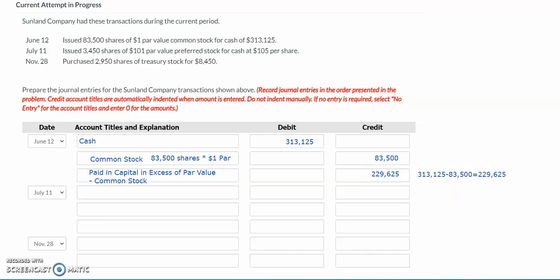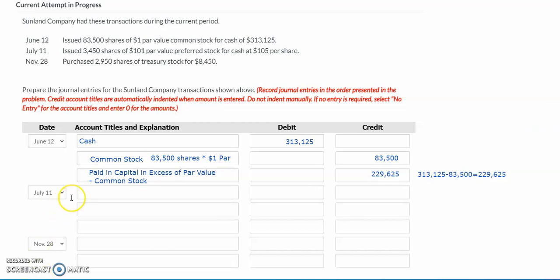In our next scenario, we have our preferred stock. So preferred stock is a separate class of stock, and sometimes companies issue preferred stock for several reasons. Generally, preferred stock is going to be a little bit more expensive than the common stock, but sometimes with preferred stock, you have a guaranteed dividend. So that's one of the things that you want to read about in our class.